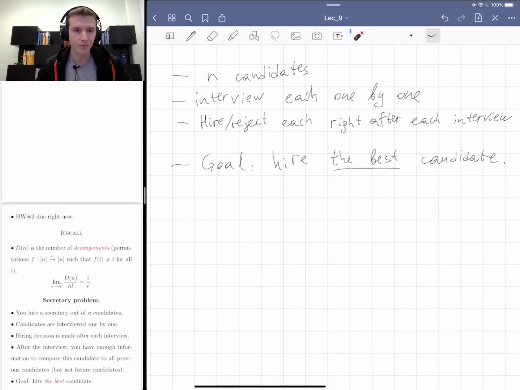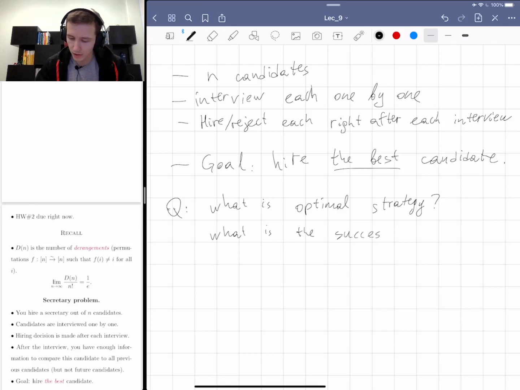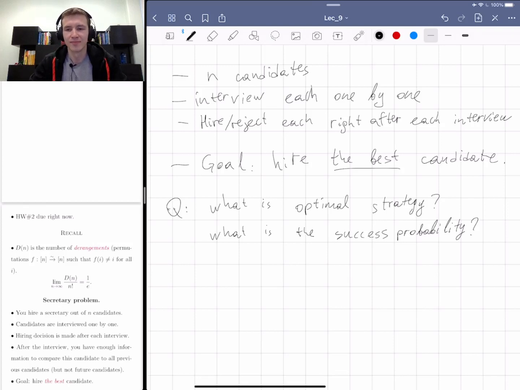So the question is, what is the optimal strategy? And what is the optimal success probability? What do you think is going to happen? I don't know the proof, but the answer is 1 over e. All right, there is a spoiler. The answer is 1 over e. That is indeed correct, which is crazy, right?